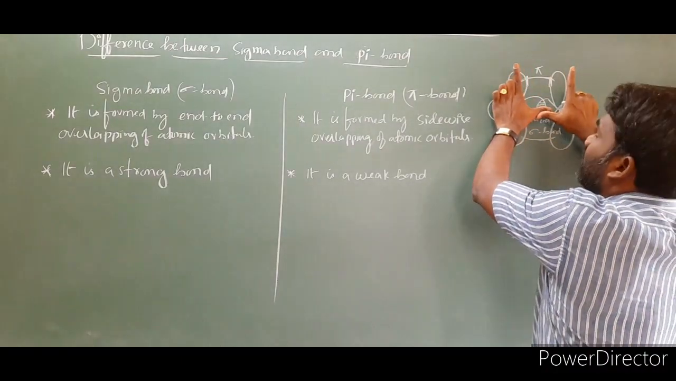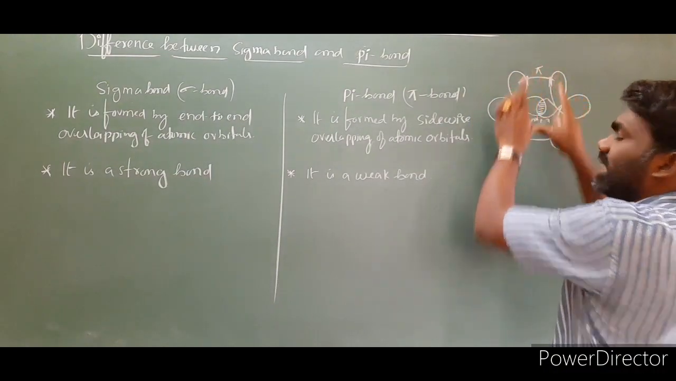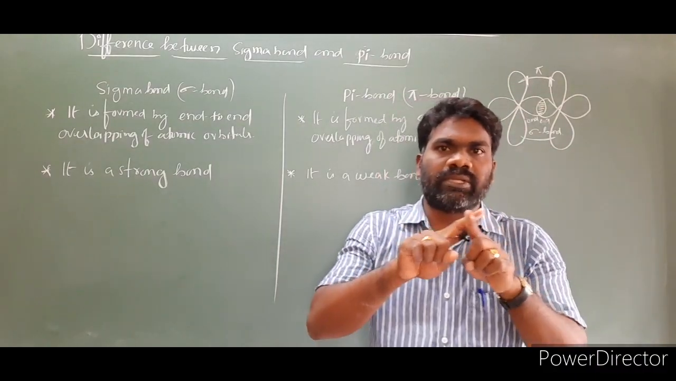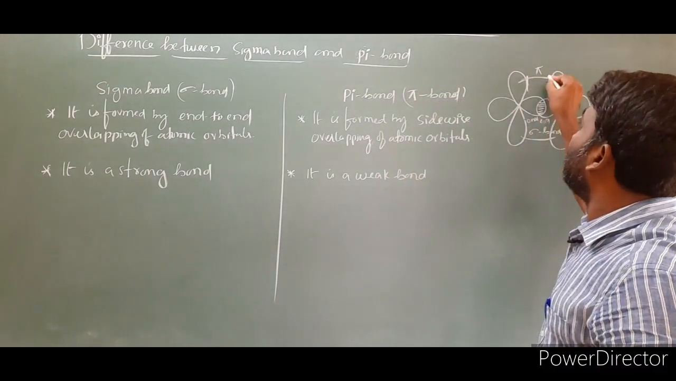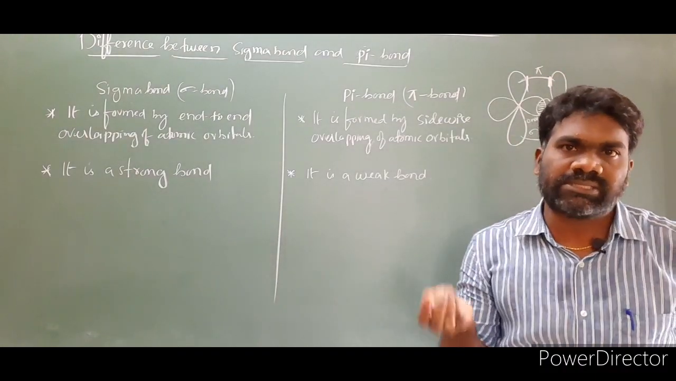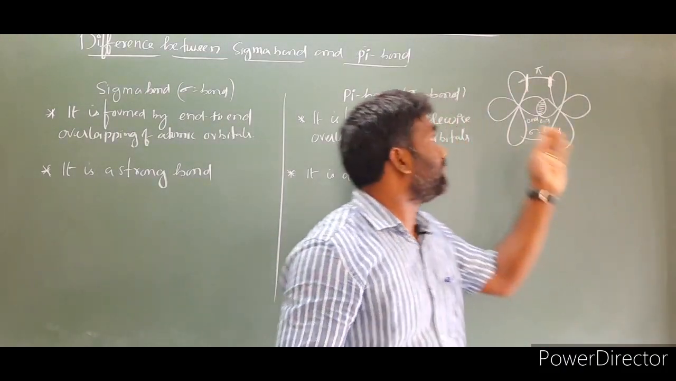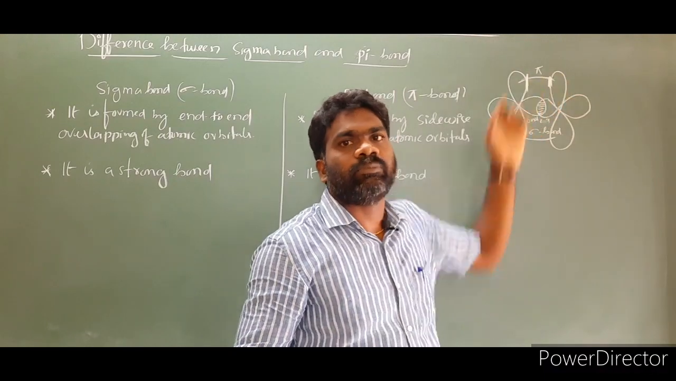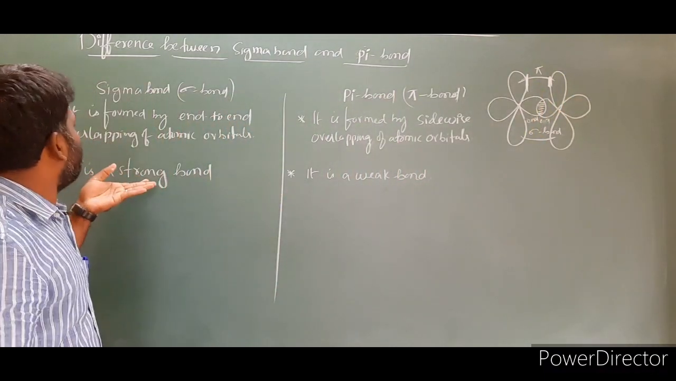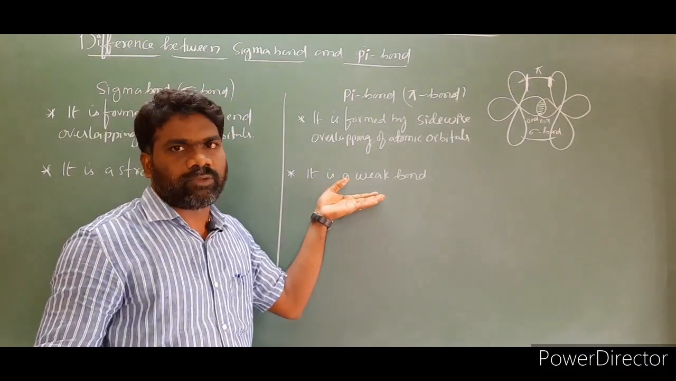After formation of the sigma bond, these two lobes are far away from each other. The overlapping is not to the maximum extent. Because of the overlap, these orbitals are far away from each other and cannot overlap to the maximum extent. Overlapping will be weak. So because the overlapping is not maximum, this bond is a weak bond. So sigma bond is a strong bond, pi bond is a weak bond.